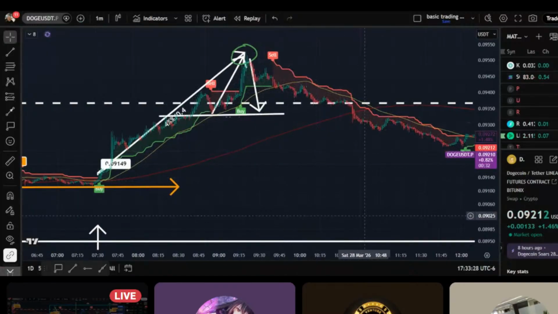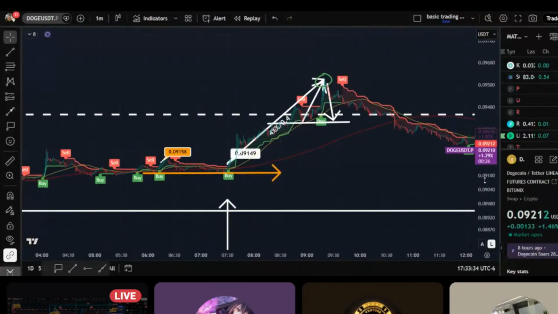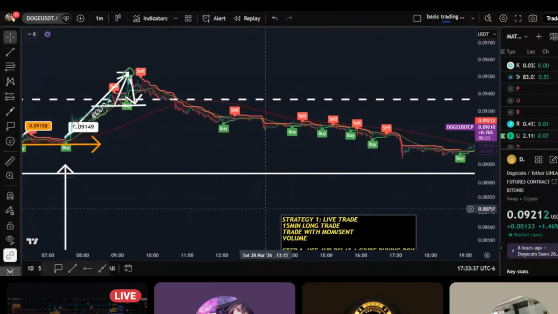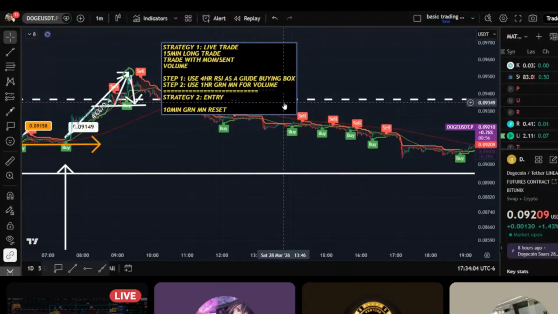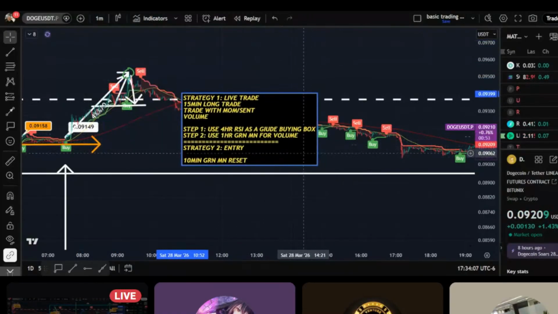Makes sense, yeah. So that is basically what the course is all about. It's Trading 102. There are very simple steps to this, right? And we covered the first two. Strategy 1, live trade: you want to do a 15-minute long trade. You need momentum and sentiment, and then you need value, right? We use the 4 hour for sentiment and the 1 hour for value, and your strategy is simply to enter on the 10-minute green moon reset, right? Pretty basic, pretty simple. Sets up really nicely, and now you can see your averages there and how it's moving, and now we just track that, right?